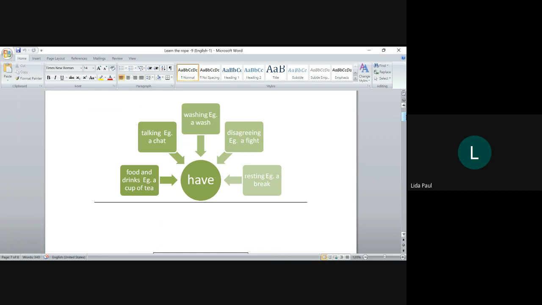So your takeaway from here should be that have is a delexicalized verb and it can be used with nouns that are related to food and drinks, talking, washing, disagreeing, resting. What do you find common? Now that we've discussed it, what do you find among the five instances that we have mentioned? Food and drinks, talking, washing, disagreeing, resting. What do you see? What is the common connection? Like, what are these things about?